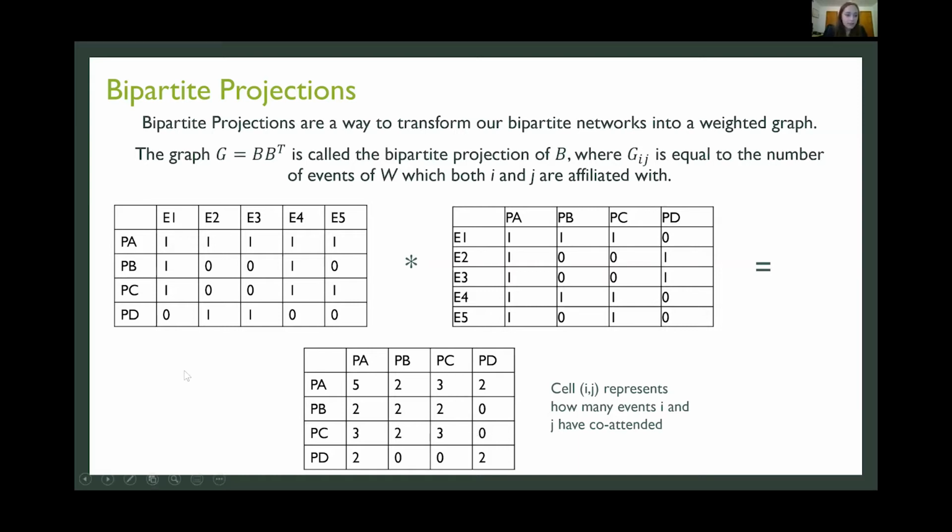So for instance, if we look over in our first matrix here on the left, person A and person C, they both went to event 1, and they both went to event 4 and event 5. So the PA-PC entry here is 3, because they went to 3 events together. But if we look at B and D, they never were at the same event. So they have a 0 in their corresponding entry.